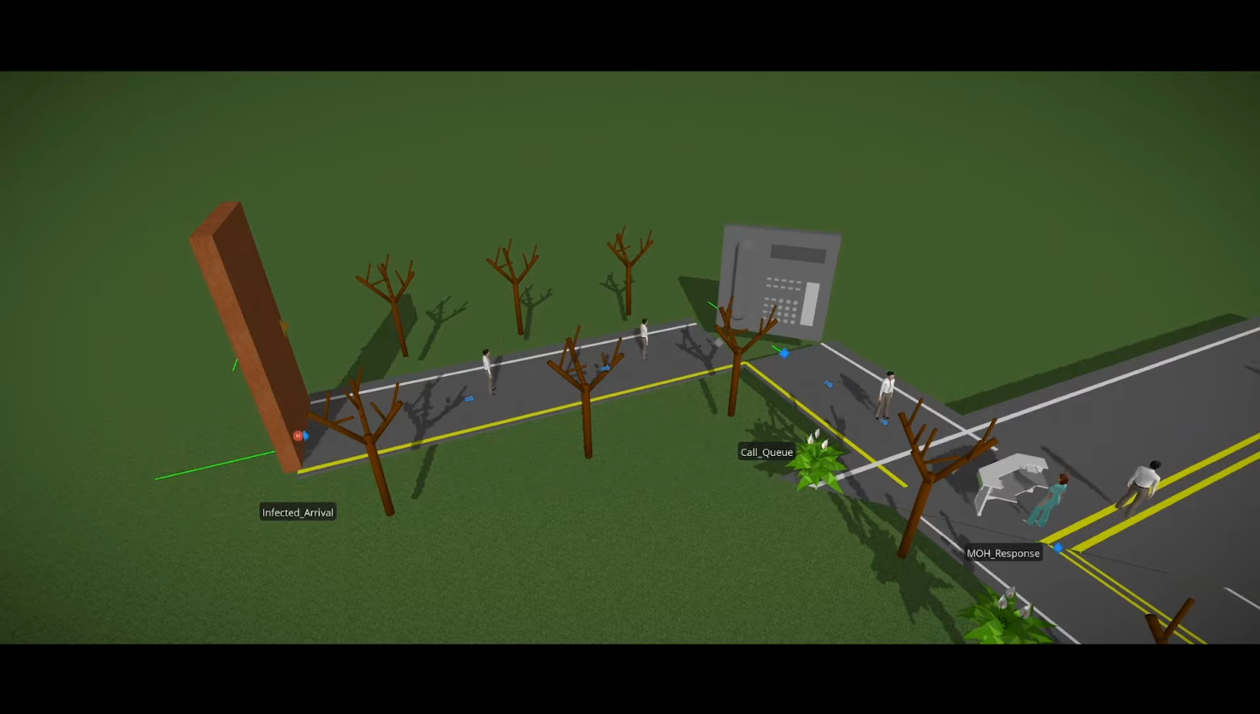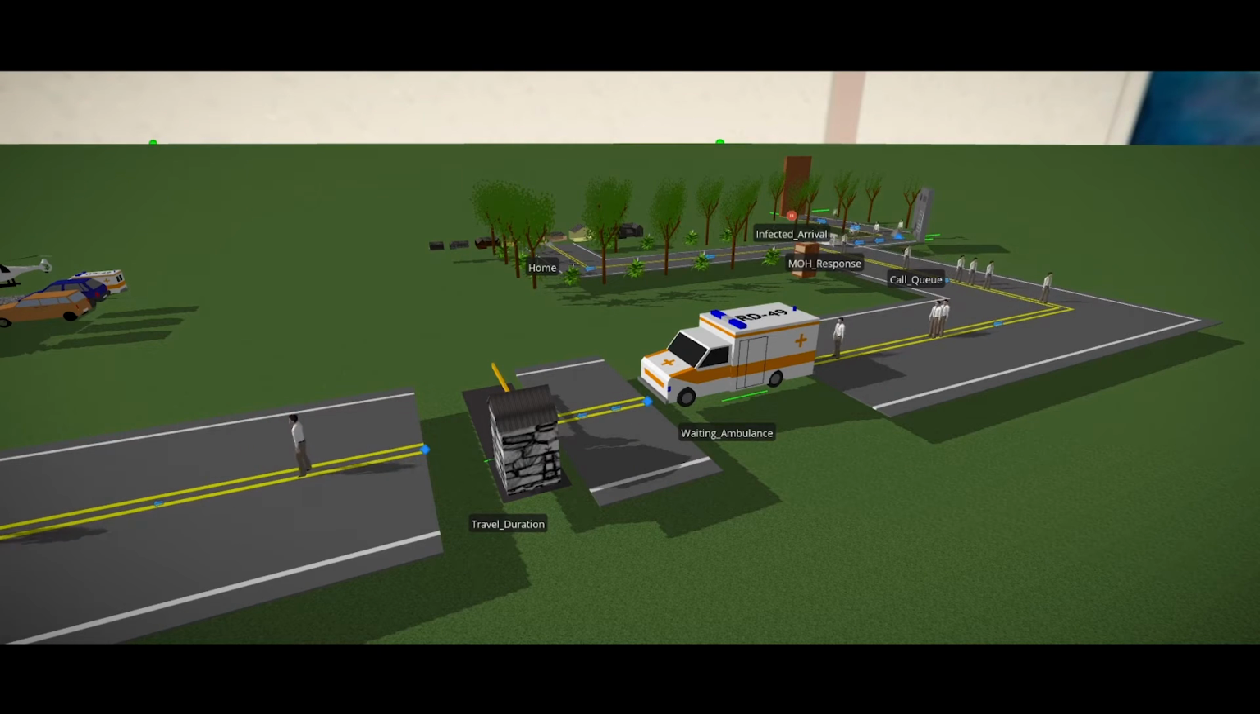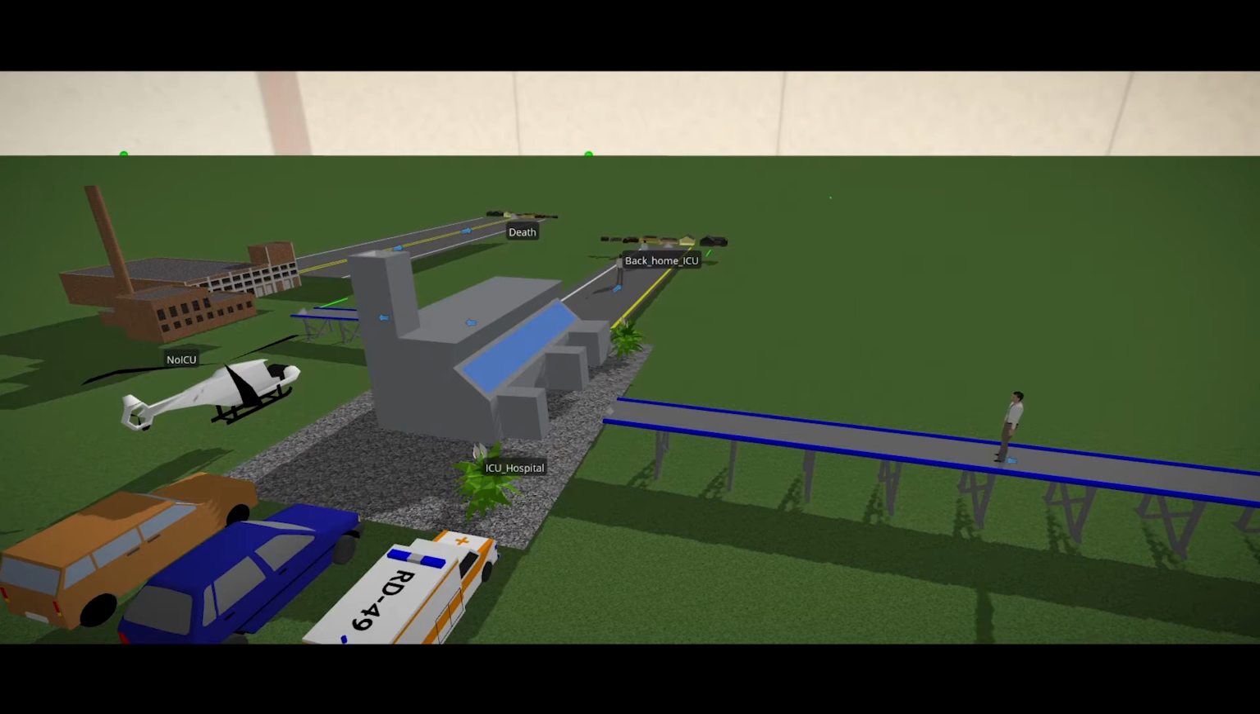The call center serves infected citizens by relaying their statuses to the ministry. The MOH will issue an official response to the infected patients. The infected will board the ambulance should they need to recover in a hospital. The severely infected will be routed to the ICU.